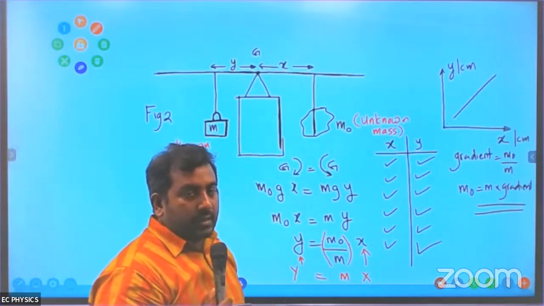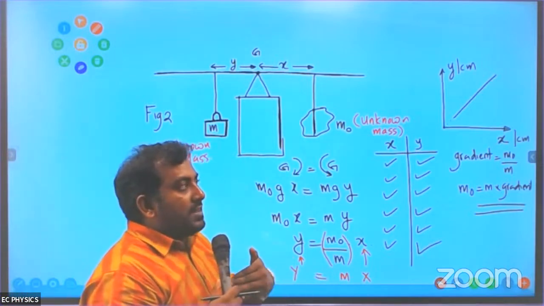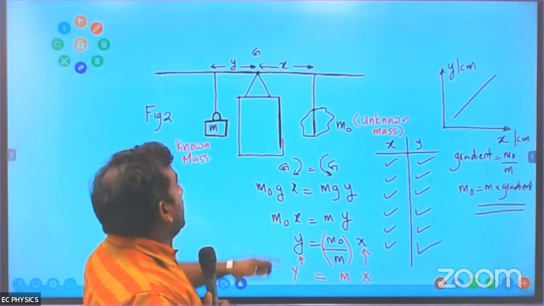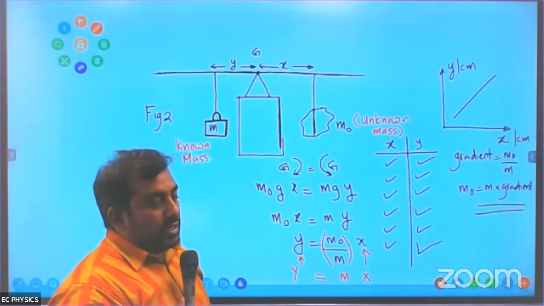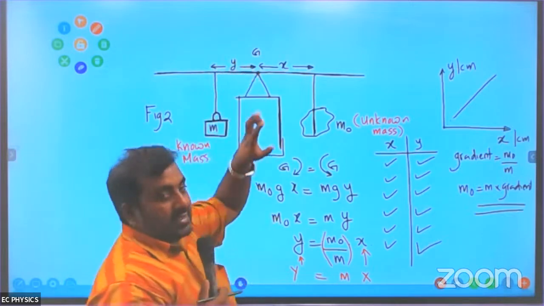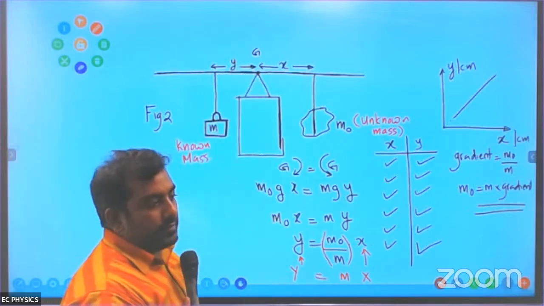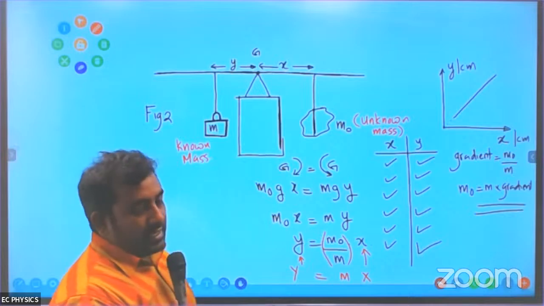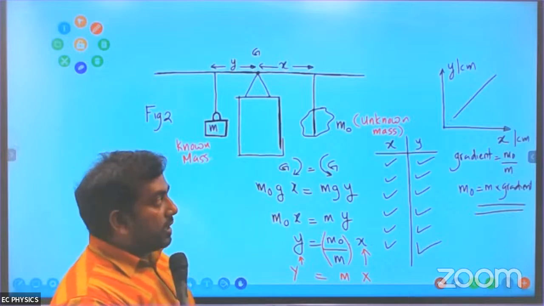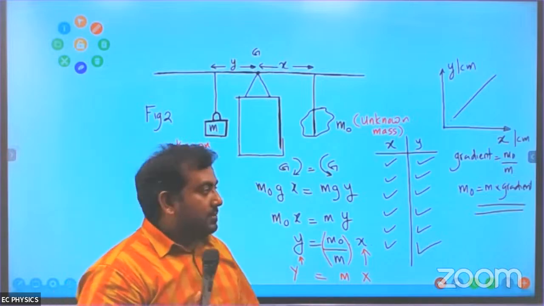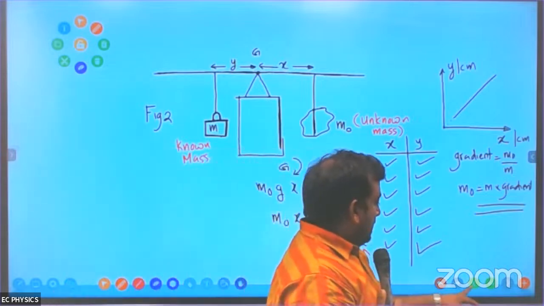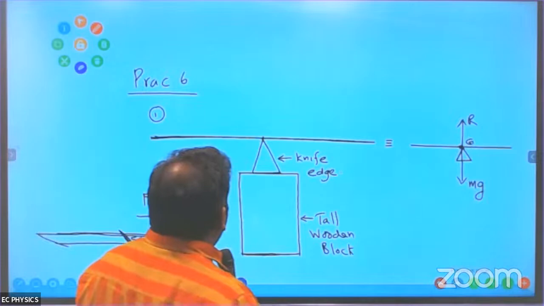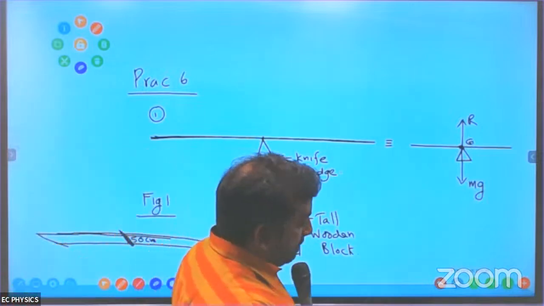Next precaution. Every time we balance the ruler, we must place it at the center of gravity. Okay. That's it. Quickly draw figure number 1 and figure number 2 below.